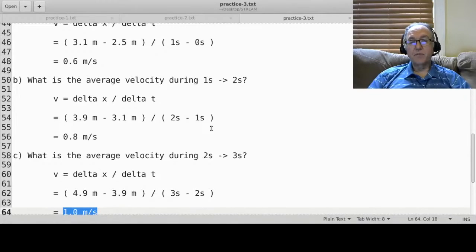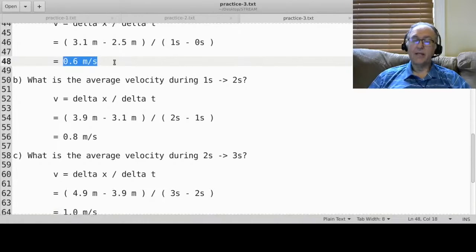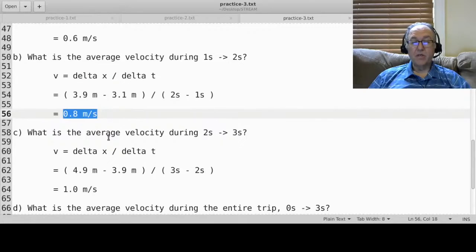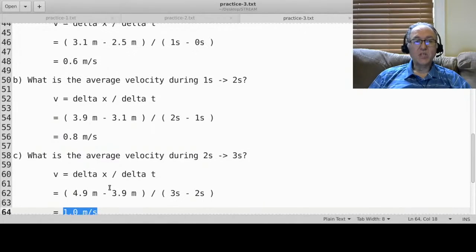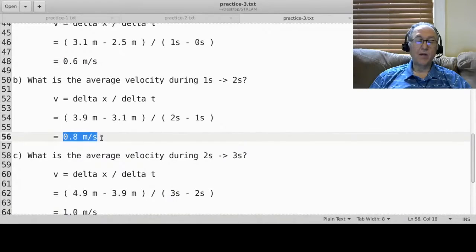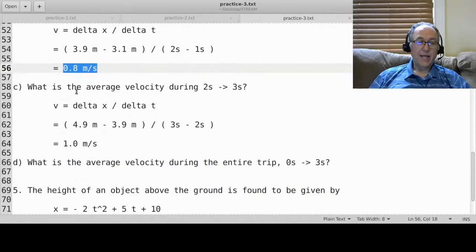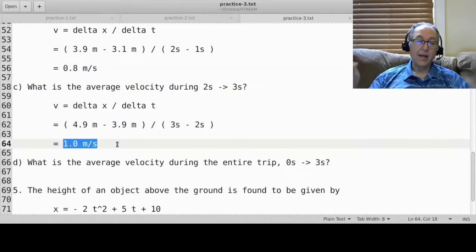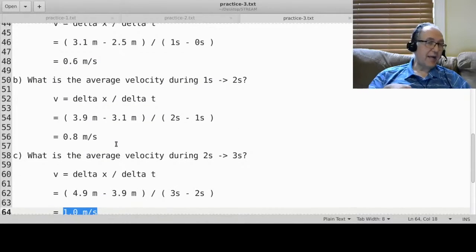Remember the difference between velocity and acceleration, which is sometimes confusing to students. Velocity is just how fast you're going. Acceleration is how much you're speeding up. You can see here that I was going at 0.6 meters per second on average, then 0.8 meters per second on average, and then 1 meter per second. From 0.6 to 0.8, I'm increasing by 0.2 meters per second, and from 0.8 to 1, I'm increasing again by 0.2 meters per second. So every second I'm increasing by 0.2 meters per second. In other words, that's 0.2 meters per second squared, and that's the acceleration here.